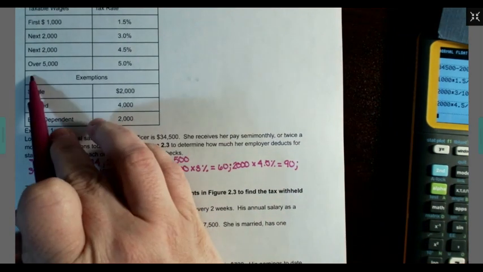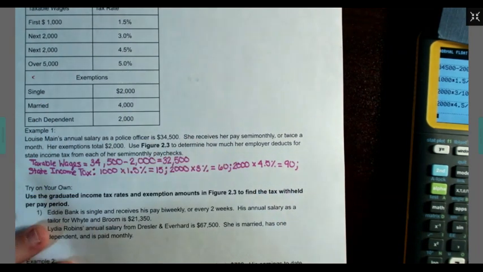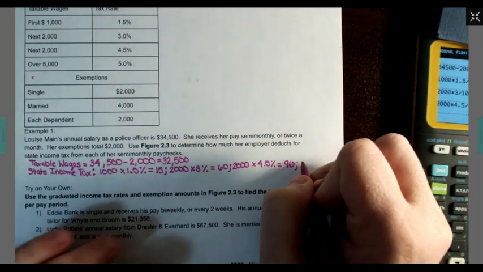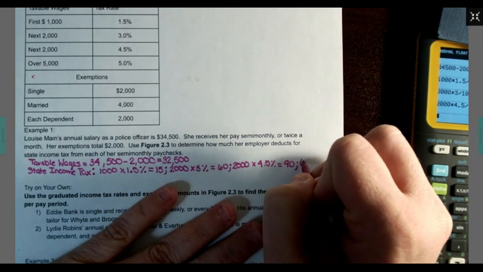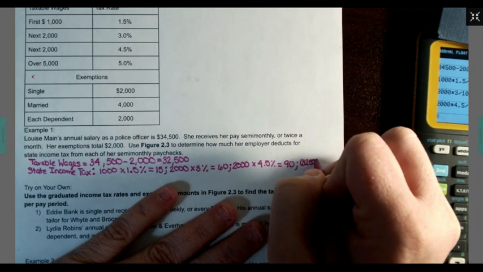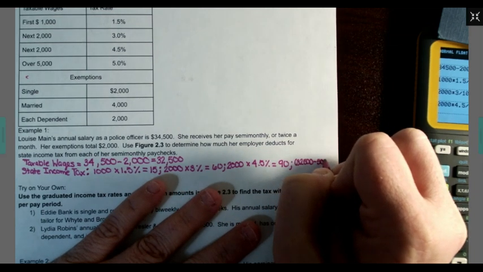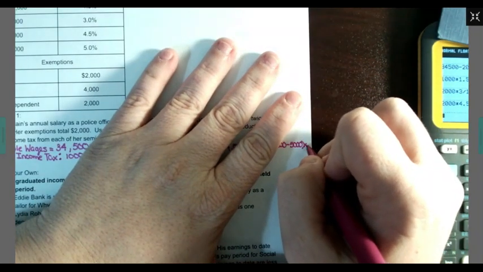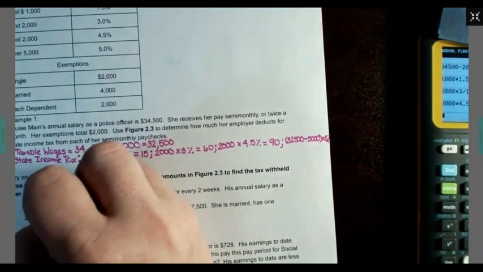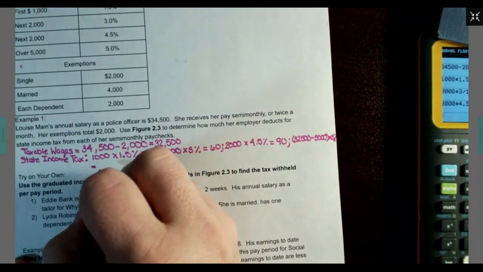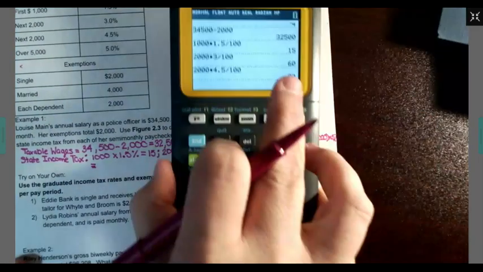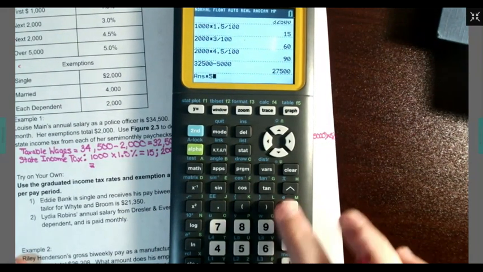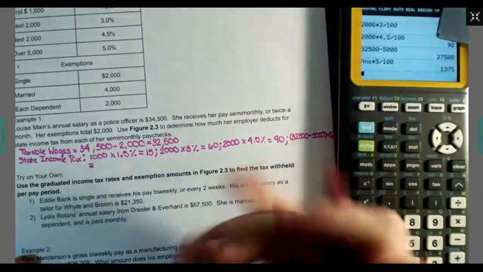This last one says anything over 5,000 is at 5%. Well, her taxable wages were $32,500. So to find our overage, we're going to take $32,500, subtract 5,000, and that is at 5%. So we got 32,500 minus 5,000, and that one's going to be multiplied by 5%, which is 1,375.